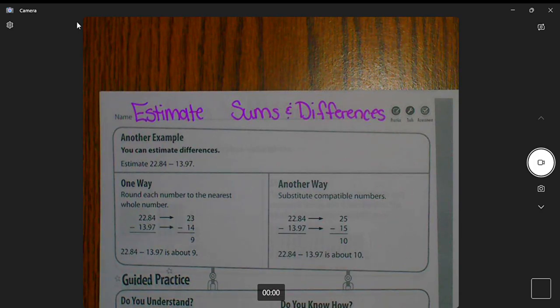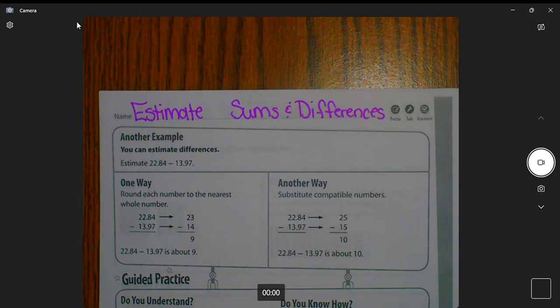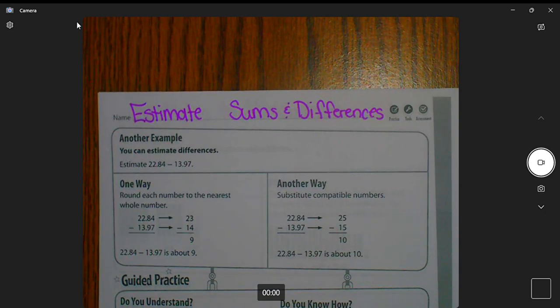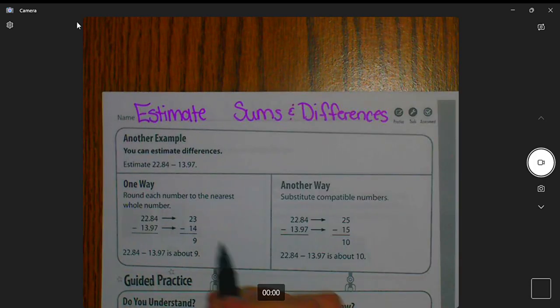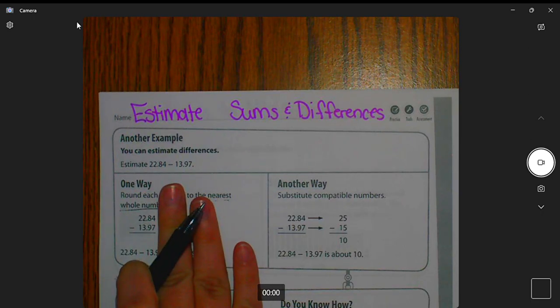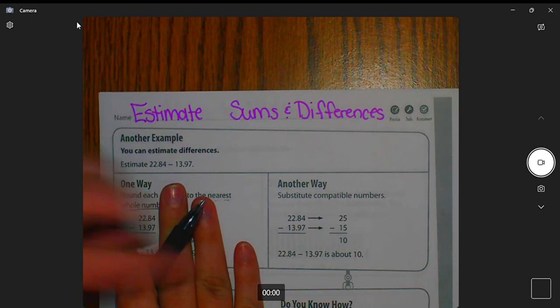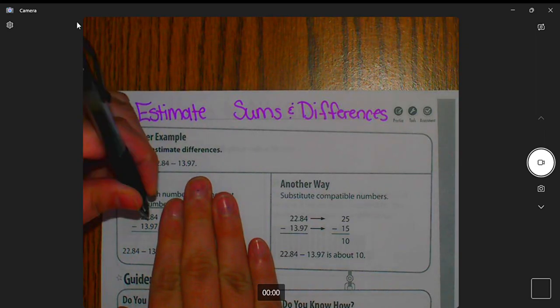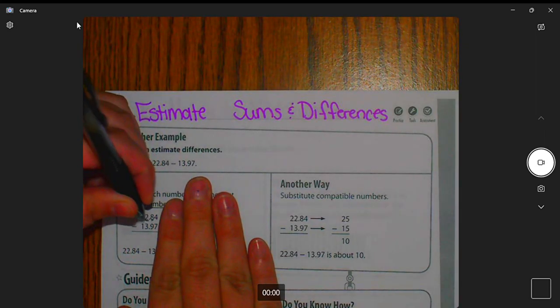Welcome back. Today we're going to estimate sums and differences. And when I say estimate sums and differences with decimals, I can do it one of two ways. So I'm going to look at how to subtract it first, and I'm going to say to the nearest whole number. Now, if I'm looking to the nearest whole number, I have to use my ones place to look for and my tenths place to tell me what to do.